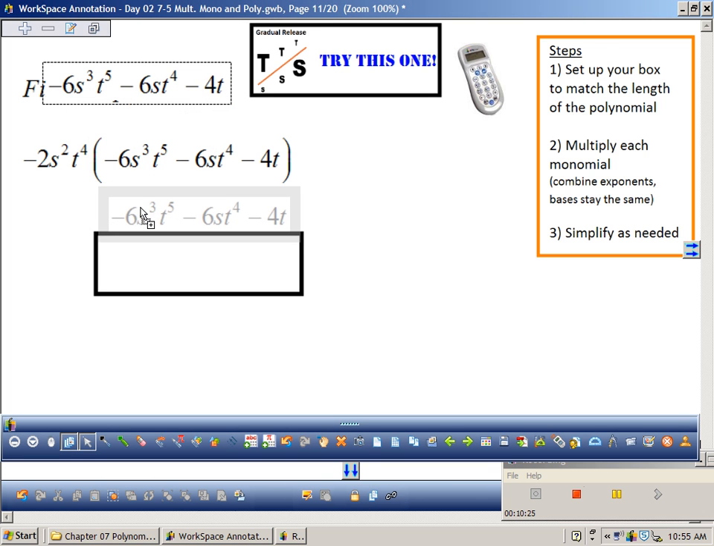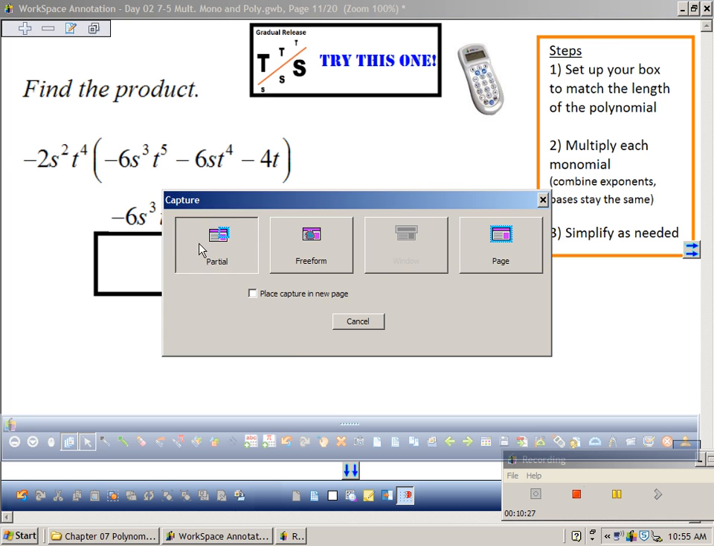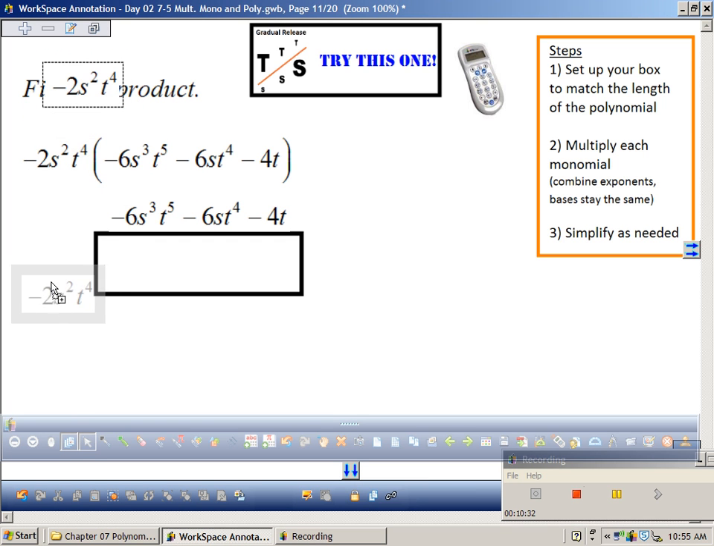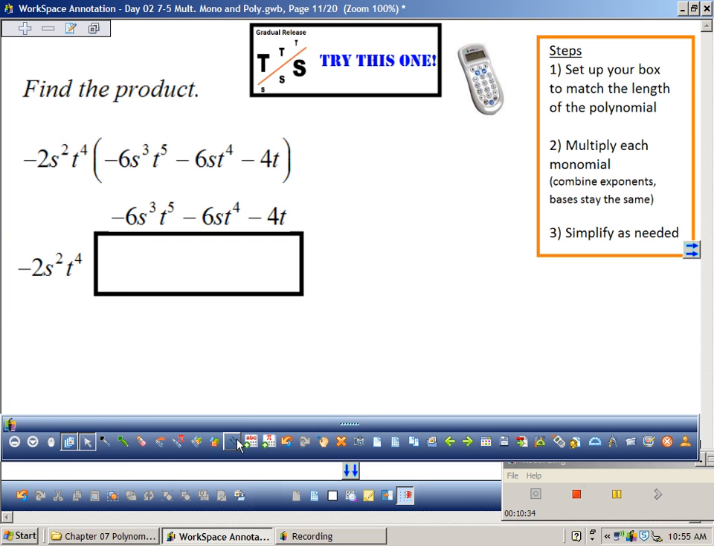Don't you wish you had the technology at home? Wouldn't that be fun? There we go. There's my box lined up, right?